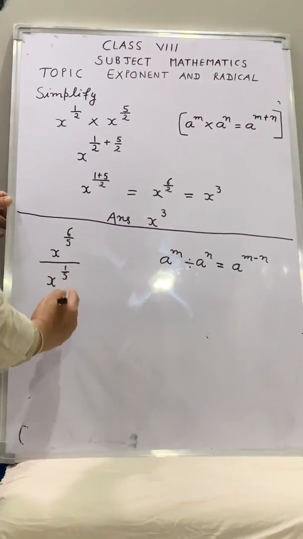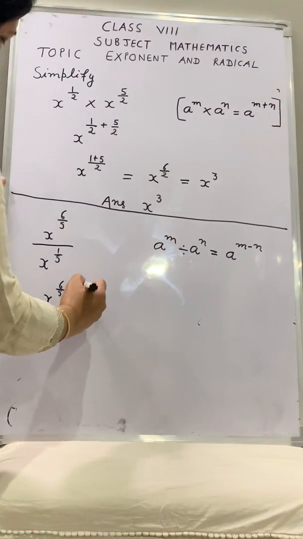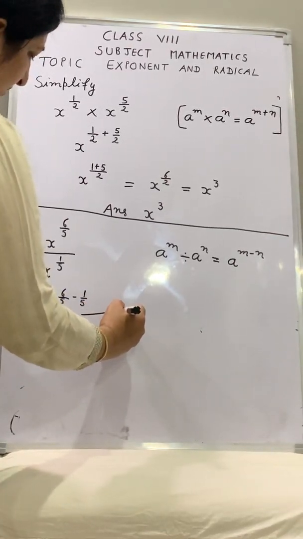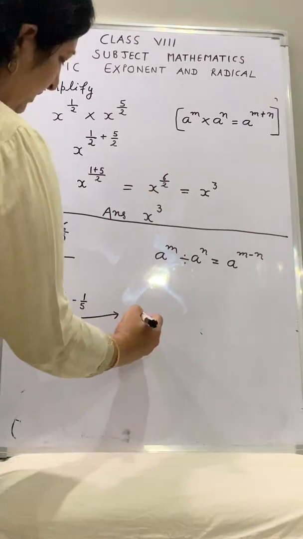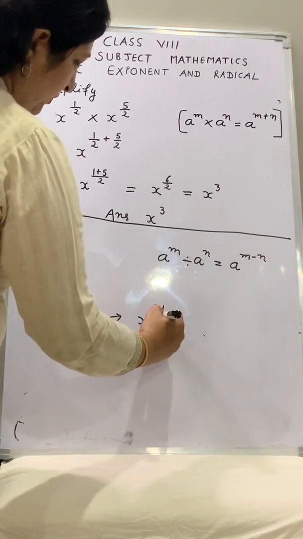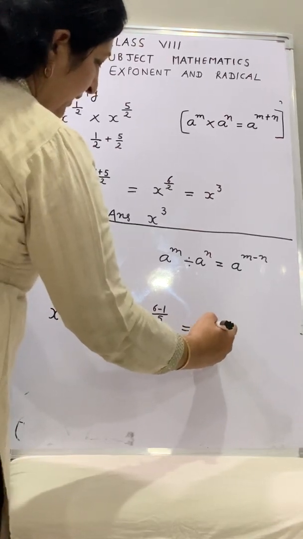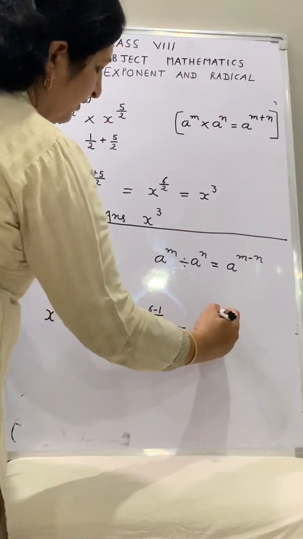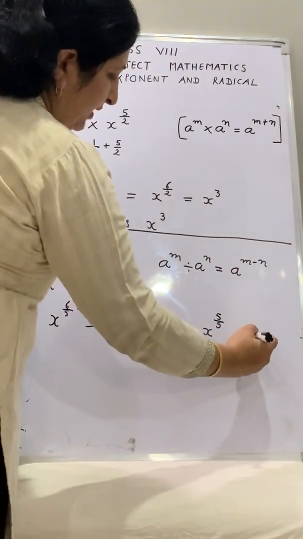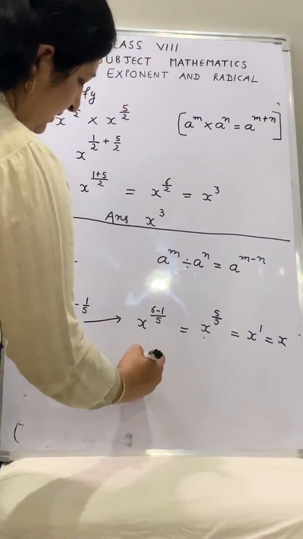x raised to power 6 by 5, we will write x raised to power 6 by 5 minus 1 by 5. Denominators are same. We can subtract the exponents, 6 minus 1, or you can take LCM if denominators are not same. x raised to power 6 minus 1 is 5 by 5. When we divide 5 by 5, the answer will be 1. x raised to power 1, we can write it x only. Answer is x only.